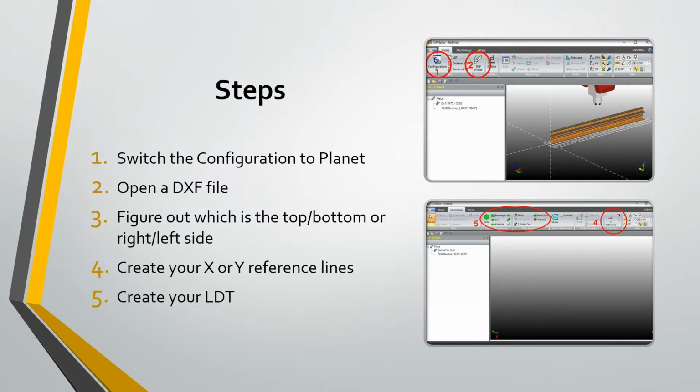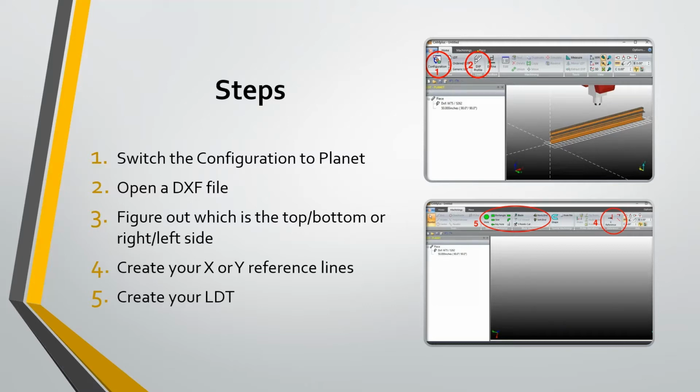Step number 1, you're going to switch the configuration to the planet, which you can see circled in red and labeled as 1 on the top right picture. Next, you're going to open the Dxf file of the part you want to work on, which you can see circled in red labeled as step number 2 on the top right picture. Next, you're going to figure out which is the top or bottom or the right or left side of the part in order to make sure you're creating the LDT in the correct place.